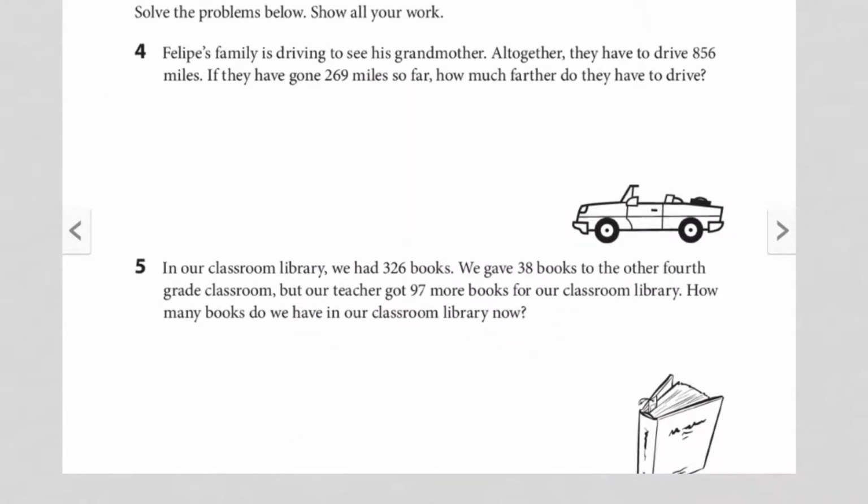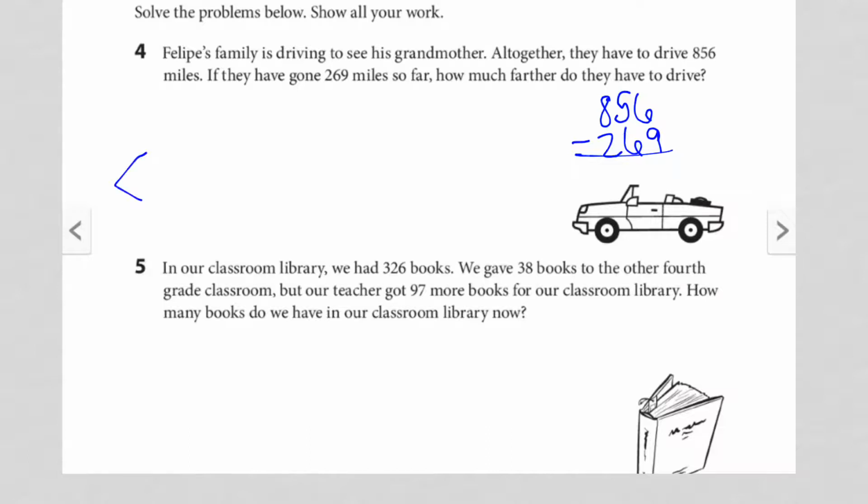Alright, taking a look, it says Felipe's family is driving to see his grandmother. Altogether, they have to drive 856 miles. They have gone 269 miles so far. How much farther do they have to drive? In your child's head, they might be able to pick up on the fact that this is a subtraction problem, and all you have to do is subtract those two.